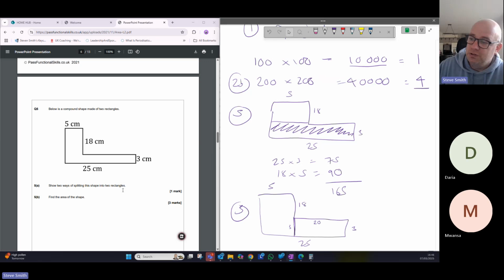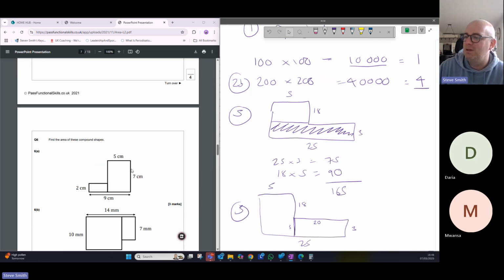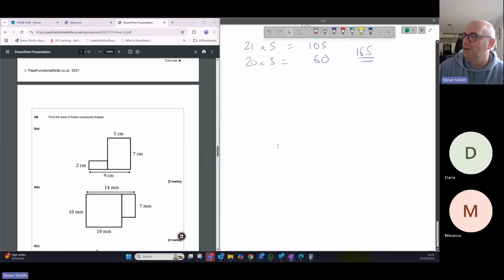Show 2 ways of splitting rectangles. Oh, that was the next question. We've done it already. And then find the area. Okay, we've done it backwards. We found the area of the shape twice. So we did that question, but we did it back to front. Is there another one like that? Please be another one like that. Okay, now it's showing us what we're doing.